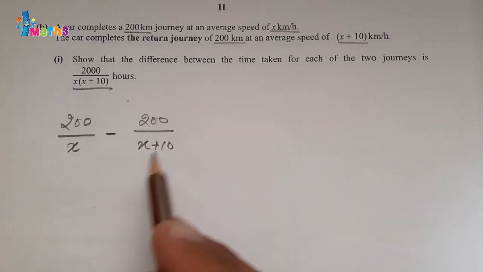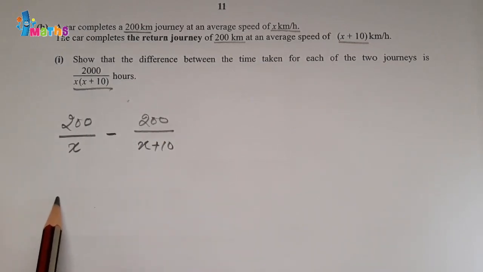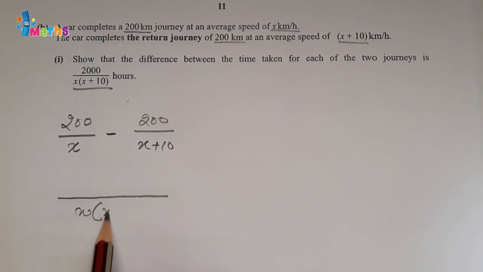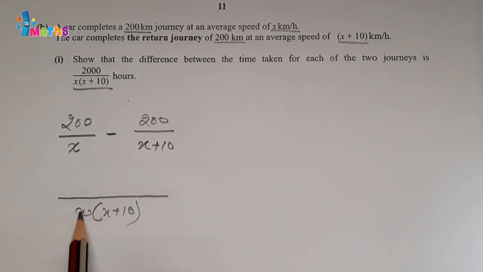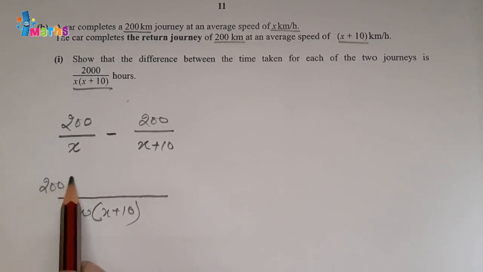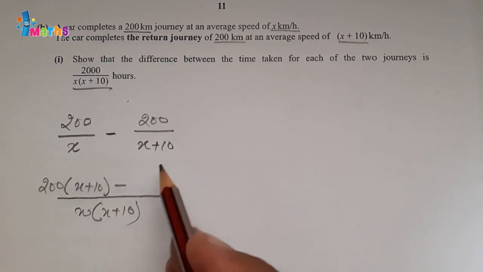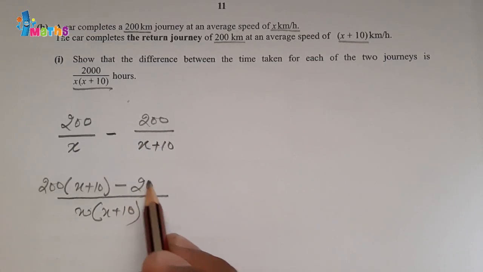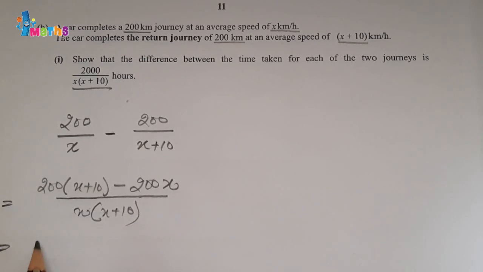So this minus this will be the difference between two times. So we'll take LCM, we can take x into x plus 10. Now this x and x will cancel and we'll multiply this with this, so 200 into x plus 10 minus sign, and then x plus 10 will be cancelled with this, x into this one, so 200x. Now we will open the brackets.